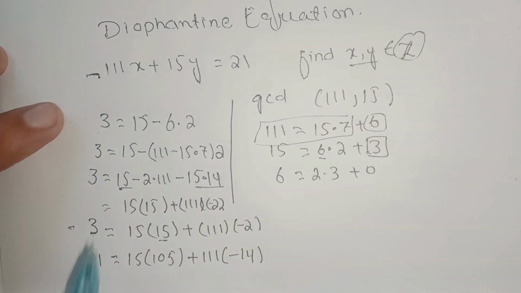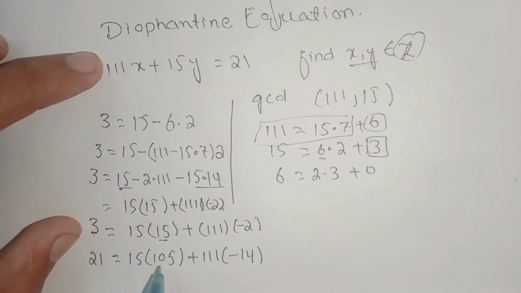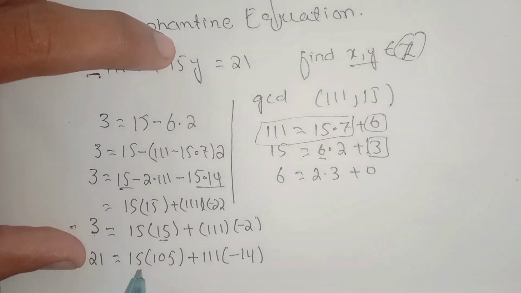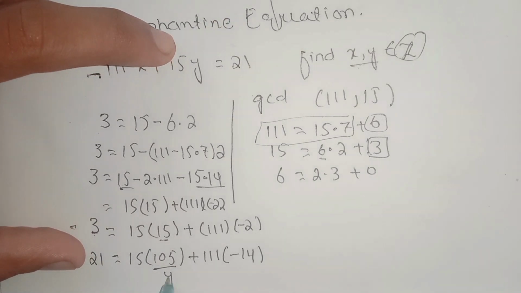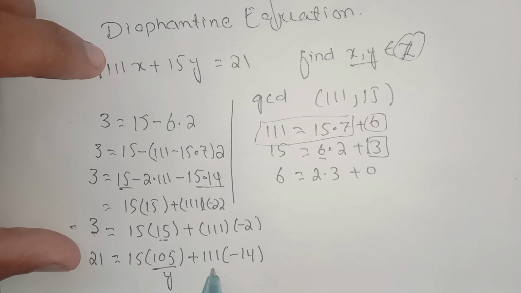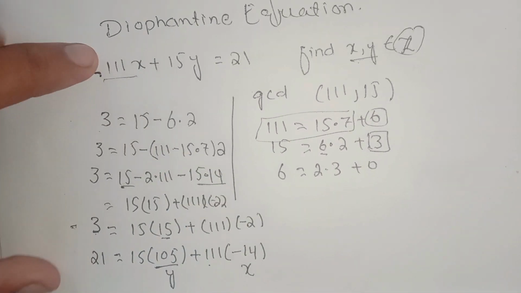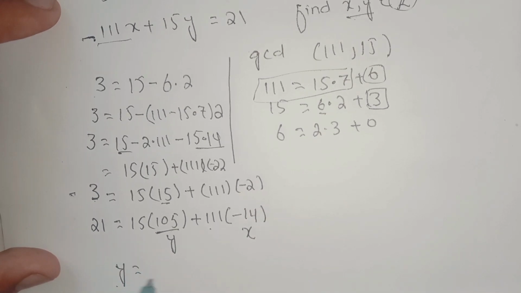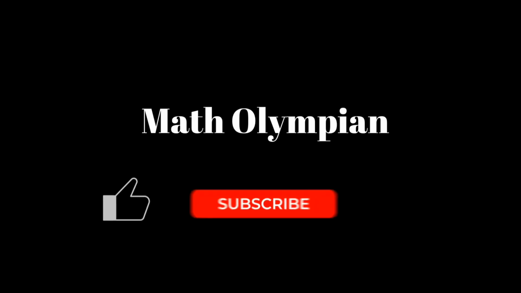Now comparing these two equations, we get the same 21 on both sides, and 15 here, and this will become y, and this is the second term, this one, so it will become x. So we get one solution: y equal to 105 and x equal to minus 14, and both are integers. Thanks for watching.